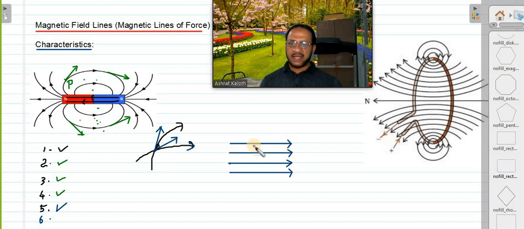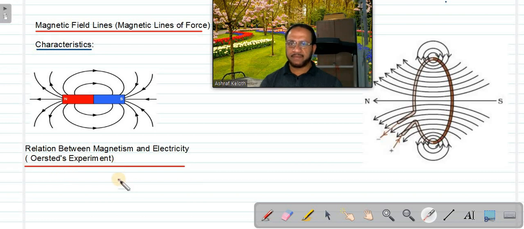If you draw a tangent at any point for a straight line, it will be the same direction of this arrow mark. So direction is same everywhere throughout the field, and the gap also same. So magnetic field strength is constant, same, direction also same. So this can be considered as a uniform magnetic field.